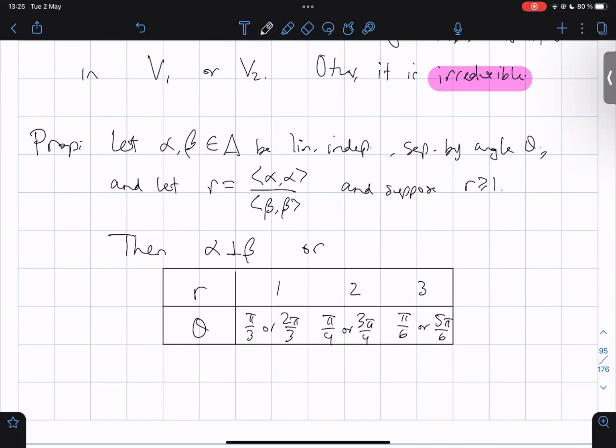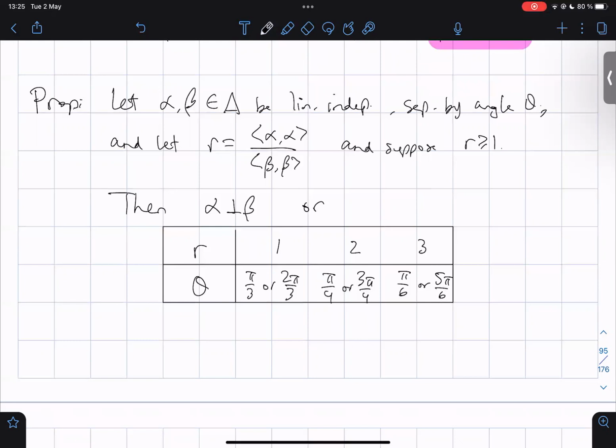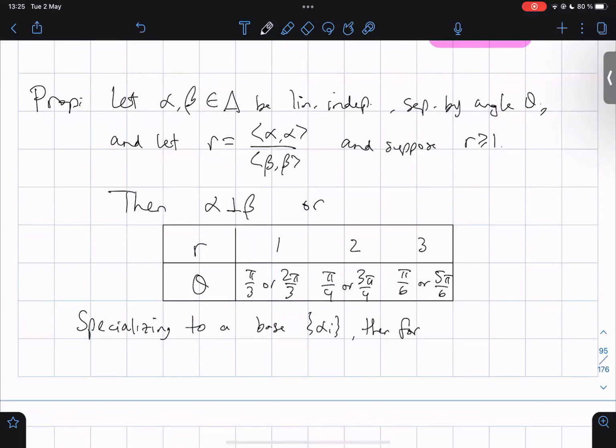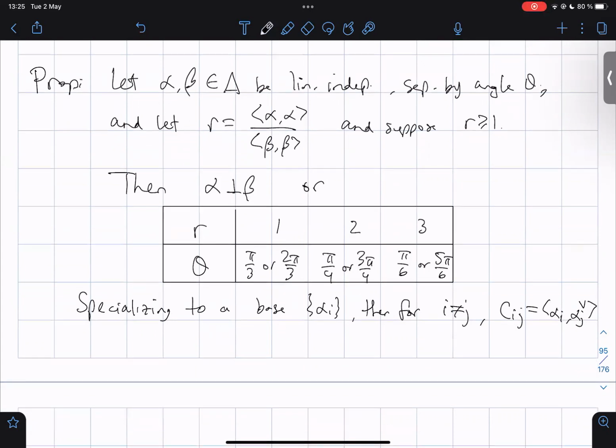Okay, so let's specialize to a base. Then for i not equal to j, the Cartan matrix entries C_ij are going to be one of these values. When i is not equal to j, C_ij has to be either 0, -1, -2, or -3.